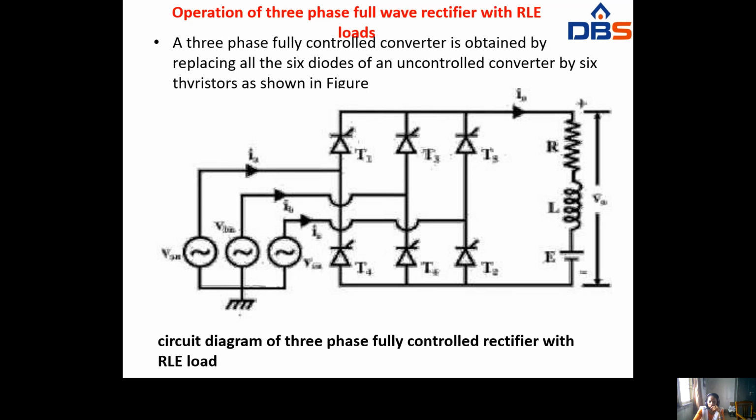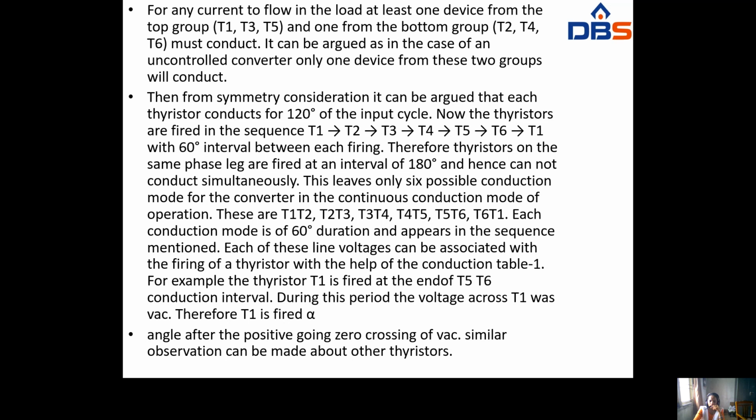For any current to flow in the load, at least one device from the top group, T1, T3, T5, and one from the bottom group, T2, T4, T6, must conduct. So at starting, one thyristor from the bottom and one from the top must conduct. It can be argued that in the case of an uncontrolled converter, only one device from each of these two groups will conduct.